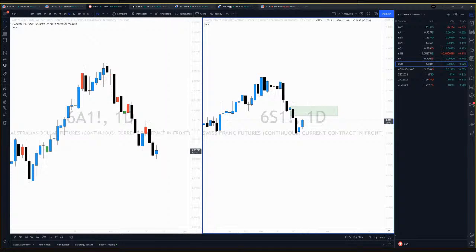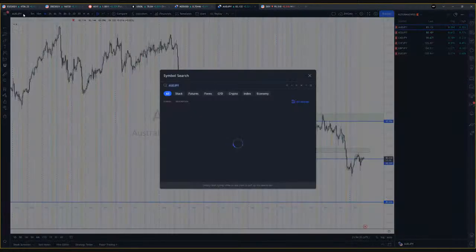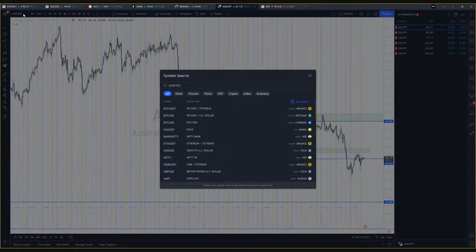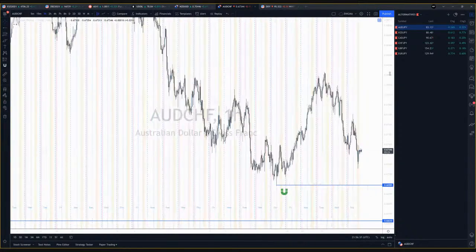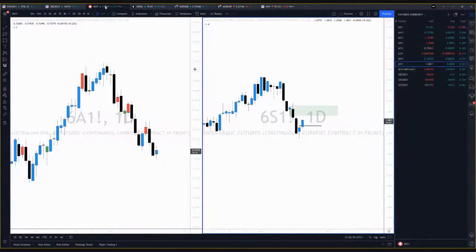So if you go on to Aussie Swiss, you should be able to sell it. And there you go. Just by understanding the relationship between these two, by comparing what is strong, you can see that this one is stronger than that because we've confirmed the swing low.